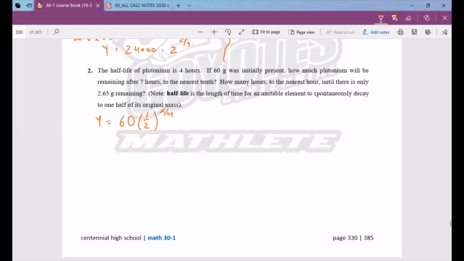Part A of this question is how much plutonium will be remaining after 7 hours. So after 7 hours, kind of straightforward, this ends up being 60 times 1/2 to the 7 over 4. So this is y at 7 hours.